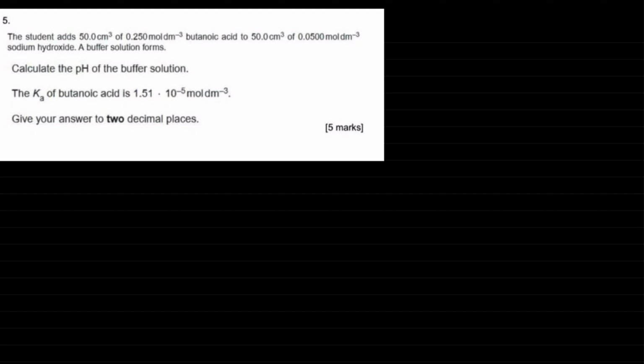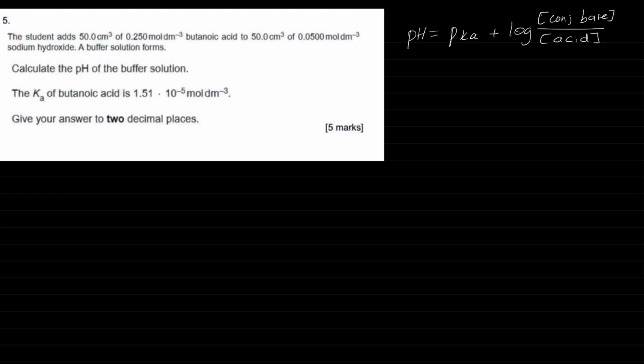So since we want to use the Henderson-Hasselbalch equation, we need to first figure out which one we are going to use. Is it going to be for a weak acid or for a weak base? We know that sodium hydroxide is a strong base. So we are going to be using the equation pH equals pKa plus log the concentration of the conjugate base divided by the concentration of the acid.